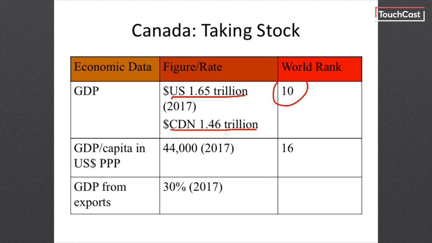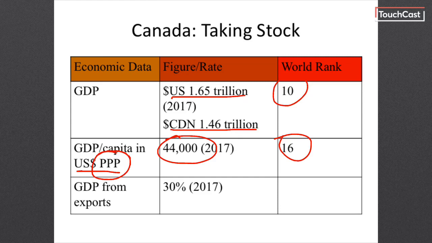When it comes to GDP per capita, in US dollars purchasing power parity, we're at 44,000 in 2017. That's per Canadian. That puts us 16th in the world. This PPP thing, you can look it up, but it's basically a way of accounting for or controlling for variations in the prices of goods from one country to another. So it equalizes out cost differentials to come up with a rough estimate of GDP per capita in parity terms, purchasing power terms.